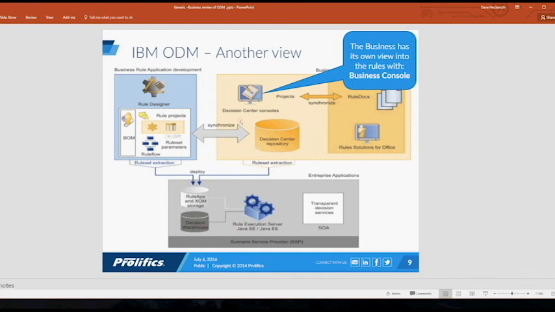Just to highlight in my drawing, the business console is in this yellow area, right? And it is part of the Decision Center consoles. There's really two of them. The one we're going to be chatting about today is the business console. Okay, so hang tight, and we'll drop into the demonstration.